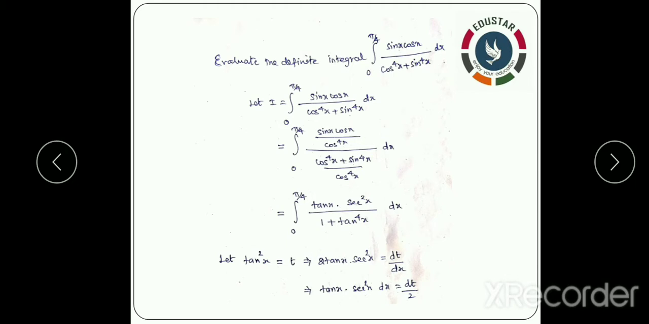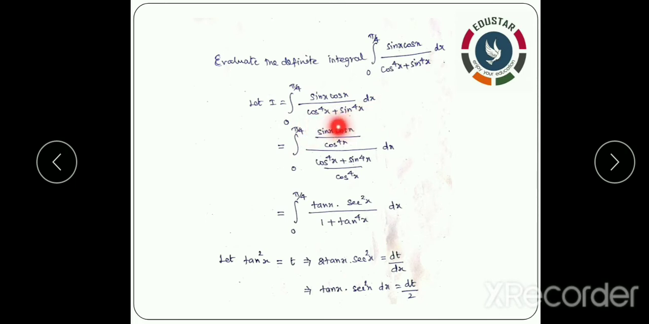Evaluate the definite integral from 0 to π/4 of sin x cos x divided by cos⁴x plus sin⁴x dx. We need to integrate this one. Let us assume I equals the integral from 0 to π/4 of sin x cos x by cos⁴x plus sin⁴x dx.